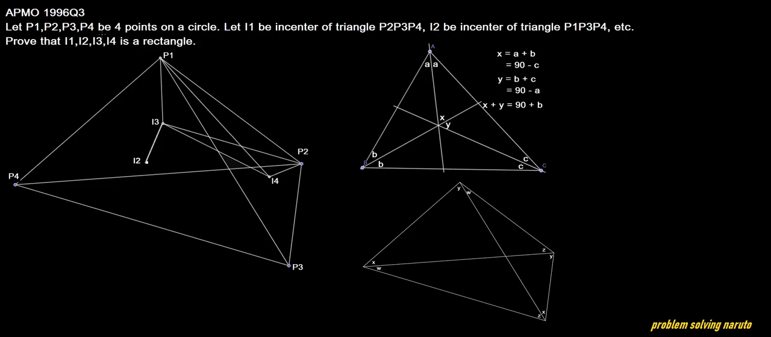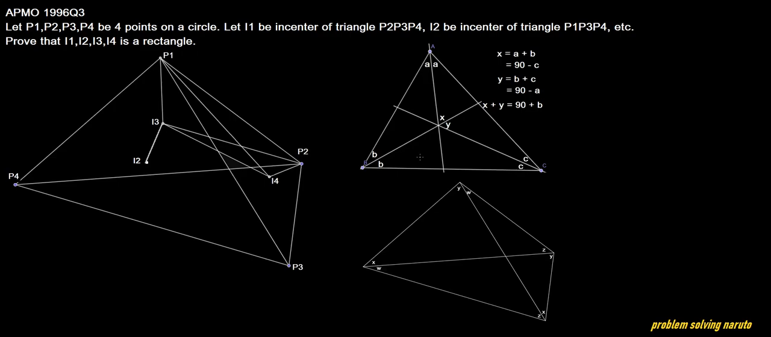Also, the question says the 4 points lie on a circle, so we need to use the property of a cyclic quadrilateral. That tells us that this angle, for example, is the same as this one. This one is the same as this one, this one is the same as this one, and so on. I will use X and Y to denote these angles in the figure. So that is the preparation.